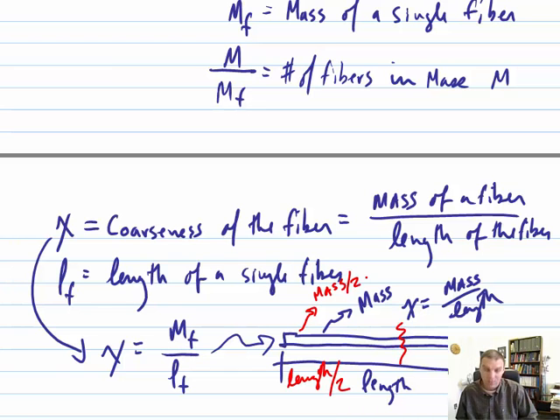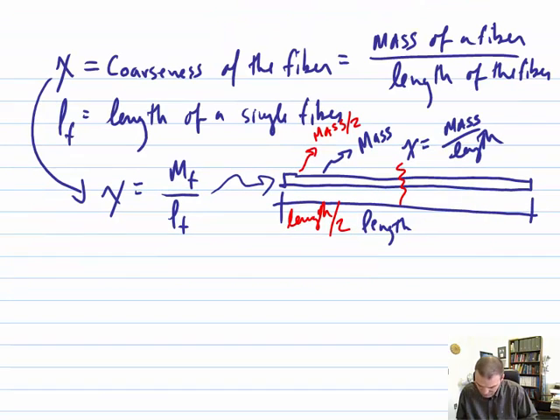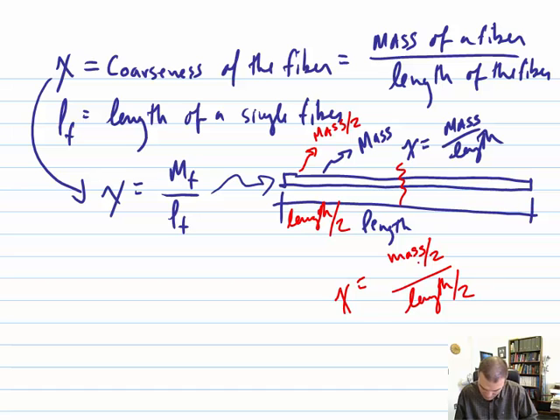So now if we had this rope and we cut it in half and measured the coarseness again, the coarseness would be mass over 2, length over 2, and obviously those 2s would go away and we would have mass over length, and we would get the exact same value as we got when we measured the entire rope.